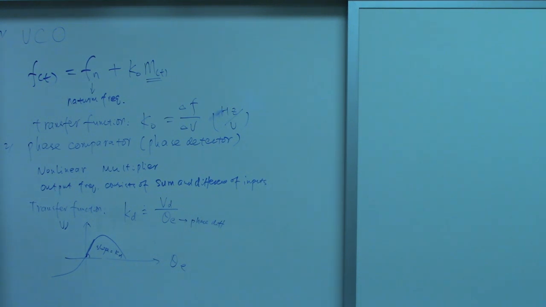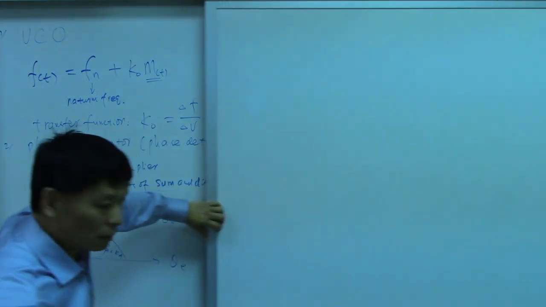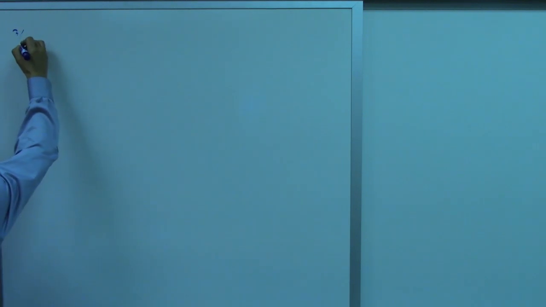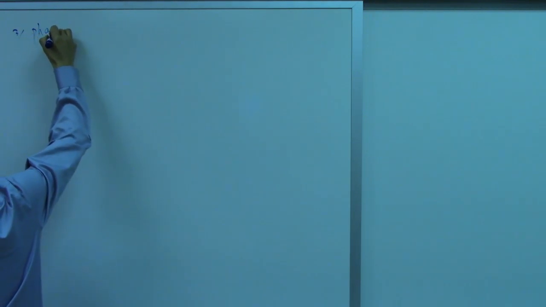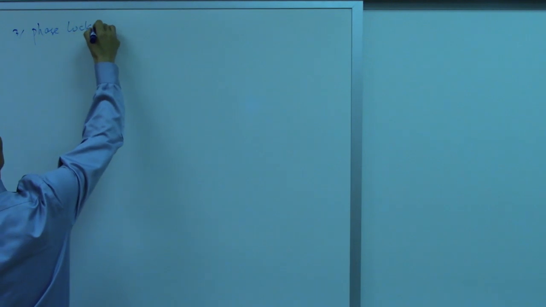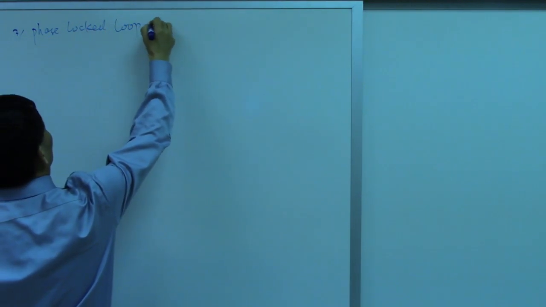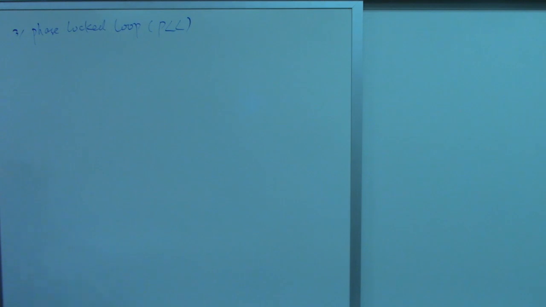Later, we are going to combine everything together to discuss more in math to see how this works. All right, next one is the famous phase lock loop, or PLL for short. You're going to see this PLL lots of times. A phase locked loop has three basic components.